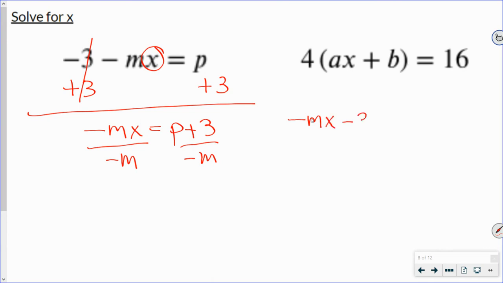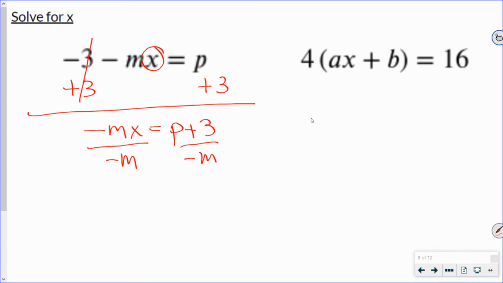Negative mx minus 3. That's the same thing. And then you look at that and you'd say, oh, yeah, that is subtraction. So the way that we are going to get rid of any number that's connected with addition or subtraction is to do the opposite operation here. And when we put a negative 3 with a positive 3, we know that's going to give us 0. So that's kind of what we're after there.